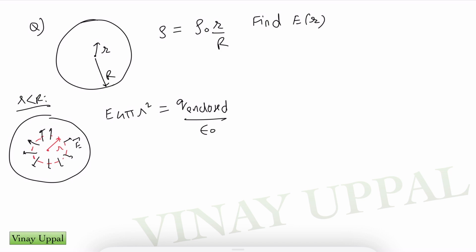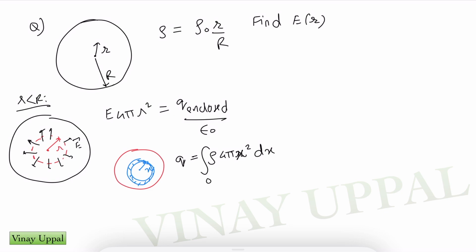Now, in order to calculate the charge enclosed, we'll have to do some integration. So let's say at a distance x, I consider a thin spherical shell whose thickness is dx. Can I write that the charge would be charge density into the volume of this thin blue shell, which will be area 4 pi x squared times the thickness dx? And all I have to do is integrate from 0 to r. We want the charge enclosed within that red surface of radius r. So let's see what we get. At a distance x, the charge density is going to be rho naught x by R.